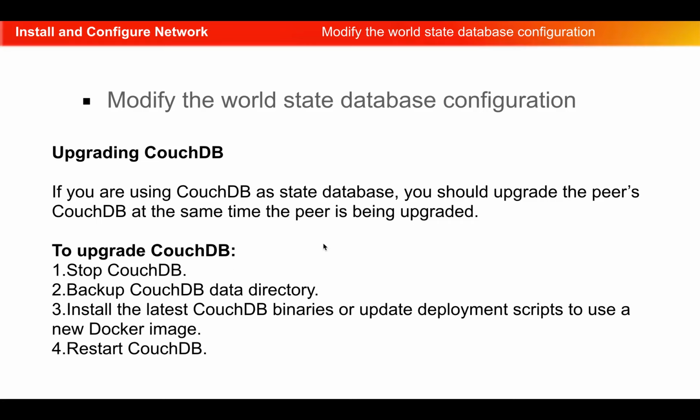If you have already set up CouchDB, how are you going to upgrade it if you want a newer version or a new instance? For that, you have to follow these four steps. First, stop the CouchDB. Then take a backup of the CouchDB data directory, and install the latest CouchDB binaries or update the deployment script to use a new Docker image. Later, restart the CouchDB, and after this process, your peer will be using the latest CouchDB instance.